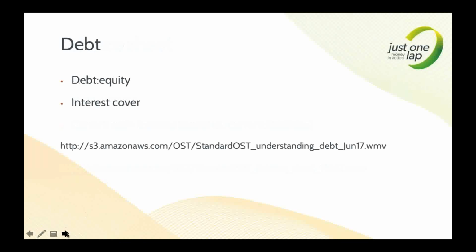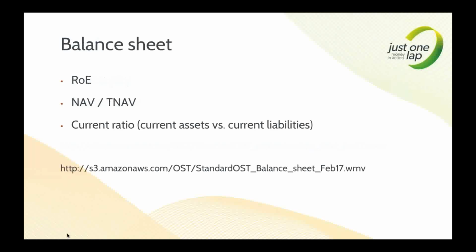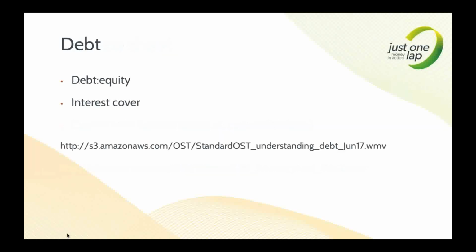And then the other one that I looked at is debt, and we did one back in June on debt, and there's the link for it there. And there's two really that come into play. One is debt equity. In other words, remember that equity number which we had for return on equity, which is net asset value in a sense. So what's your debt relative to your equity?